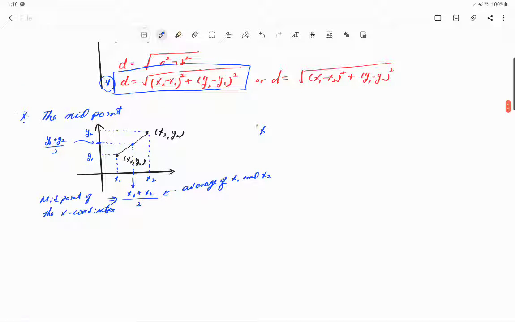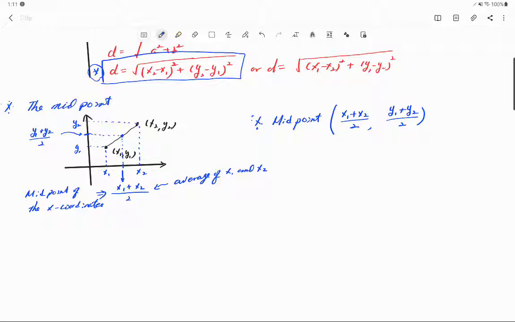So from here, the midpoint is, okay, the x coordinate of the midpoint is the average of the x values. And the y coordinate is the average of the y coordinates. That's it. Simple. Very simple. Okay, so using this information, let's do some examples.